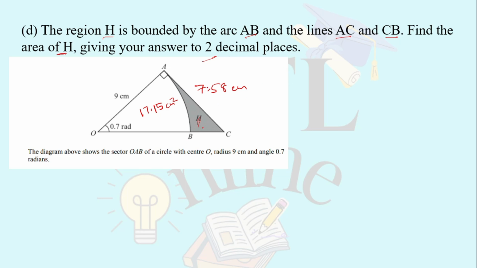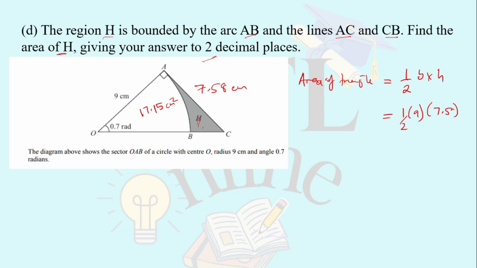The way we can find the area of this region H is to take the area of this whole triangle and subtract this sector. If we know the area of the sector, we just have to find the area of the triangle. So the area of the triangle in this case is half base times height. We don't have to use this angle since we have this side, but we can use it if you want. So half base times height: our base is 9 centimeters and our height is 7.58.